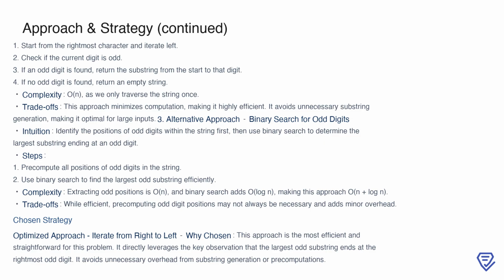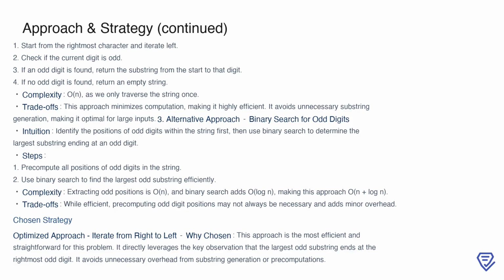The optimized approach works by iterating through the string from right to left. The key idea is that the largest odd-numbered substring always ends at the rightmost odd digit. This is because removing digits from the end of a number only decreases its value. As we traverse the string, we check if the current digit is odd. When we find the first odd digit, we return the substring that starts from the beginning of the string and ends at this digit. If no odd digit is found after iterating through the entire string, we return an empty string.